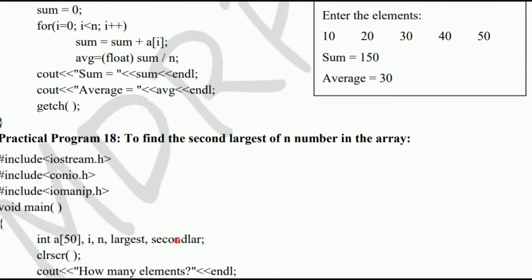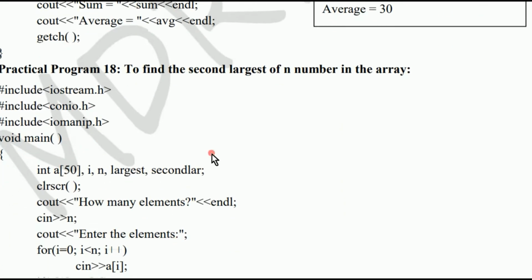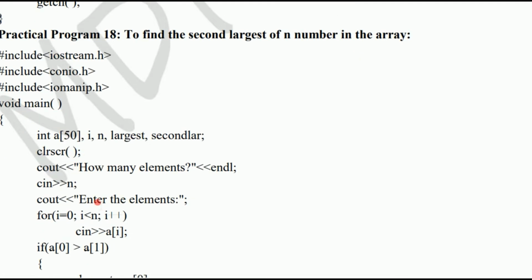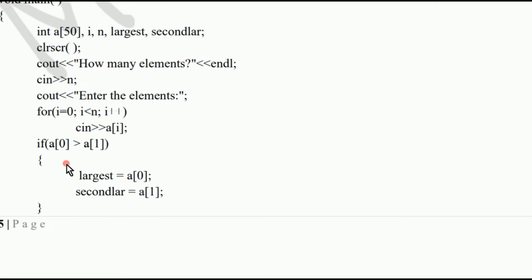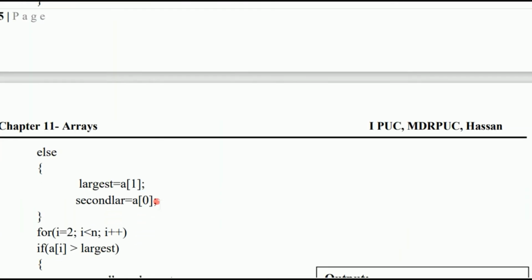To find the second largest of n numbers in the array. So first you can take the n value, then enter the elements, cin a of i. Till here it is the same. Then if a of 0 is greater than a of 1, largest is equal to a of 0 and the second largest is a of 1. Else largest is equal to a of 1 and second largest is a of 0.